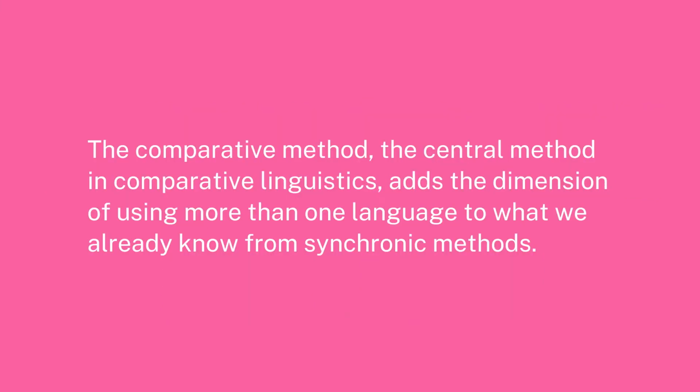And the second method is the comparative method. The comparative method, the central method in comparative linguistics, adds the dimension of using more than one language to what we already know from synchronic methods. Here we need two or more languages, exactly as we need two or more alternating forms in morphonemic analysis. That is, the comparative method operates on sets of correspondences like morphonemic analysis, but unlike morphonemic analysis, which takes the members for its sets from related morphs, the comparative method builds its sets of correspondences out of elements coming from different languages. But like phonemic analysis, the comparative method observes phonetic-phonemic conditioning of variants.